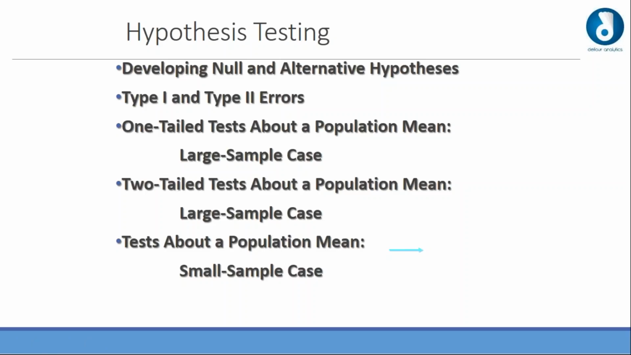So before starting the topic, I'll just tell you what are the things we are going to cover in hypothesis testing. First of all, we'll start with what is hypothesis testing actually and how to develop null and alternative hypothesis, type 1 and type 2 errors in hypothesis testing, and one tail test about a population mean with a large sample case, two tail test about a population mean. All these things we'll be going through an example.